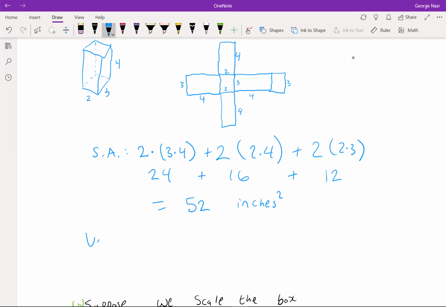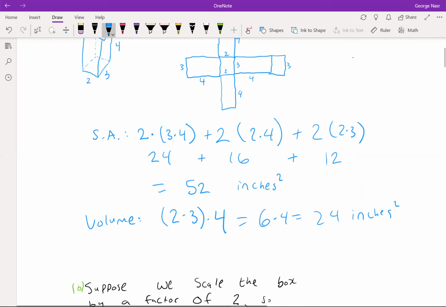Now let's find the volume. For the volume of rectangular prisms, we have the formula: it's the area of the base times the height. So that's 2 times 3, which is 6, times 4, which is 24 cubic inches. That's just stuff we learned how to do in 13.2 and 13.3, so this is stuff we already know.